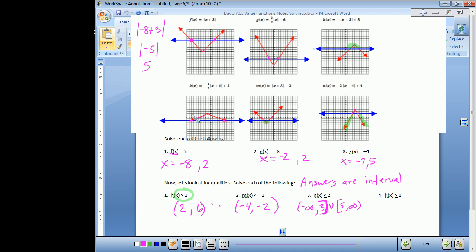Alright. Now, what if this had said this? 7. You're right, Sammy. It's not. It's never greater than or equal to 7. So what would our answer be? No solution. There is no solution. The function is never greater than or equal to 7.